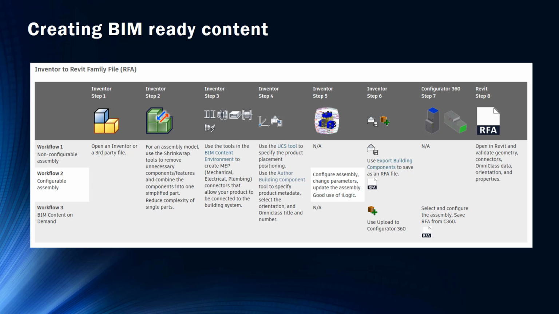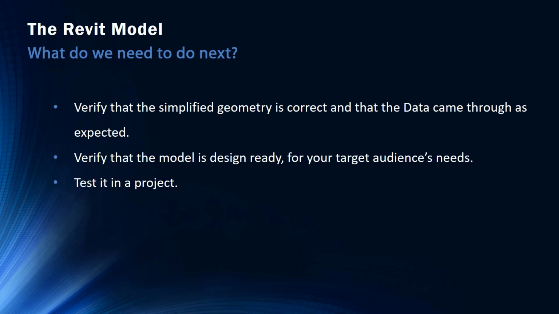Once we have the exported RFA, we will need to do a few steps in Revit to make sure that it is ready to use in Revit, with all the corrected data and elements and the properties to be effective in the design environment. So now we're going to take a look at the blower that we've got from Inventor.